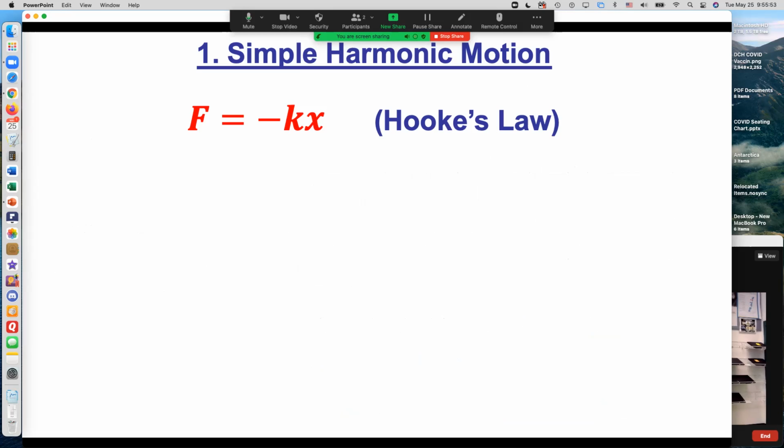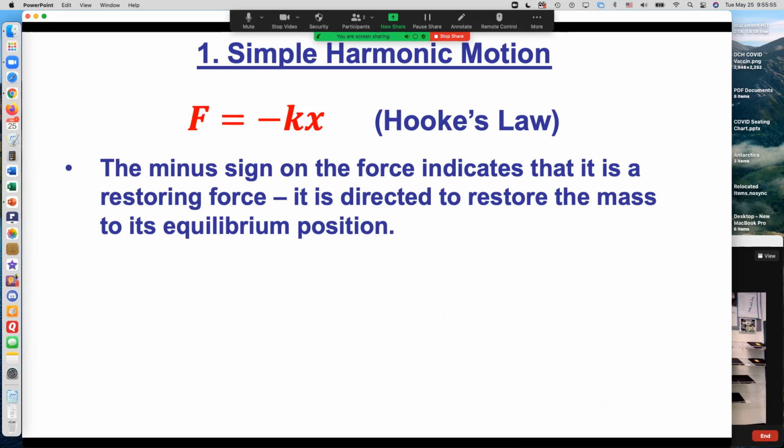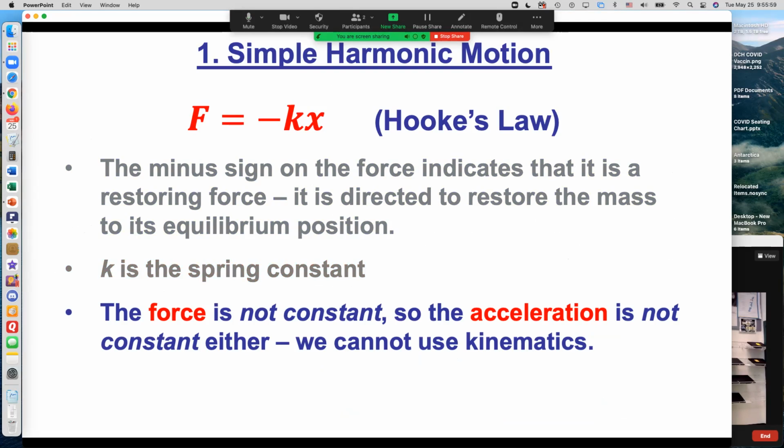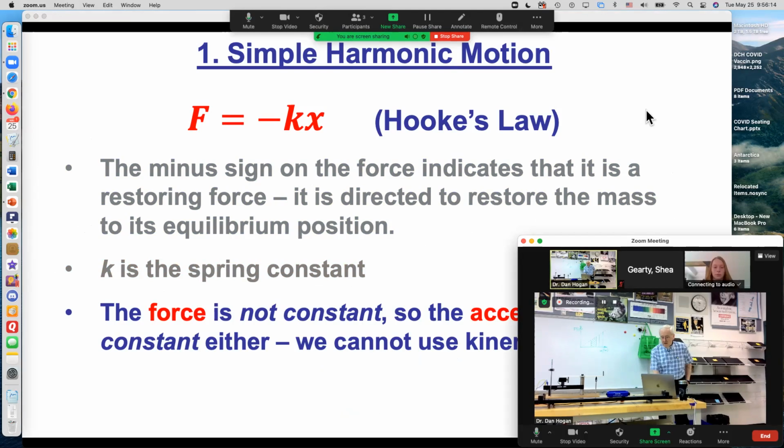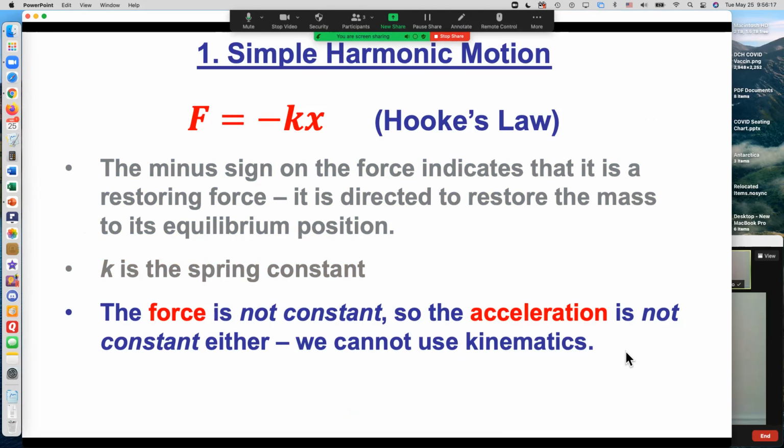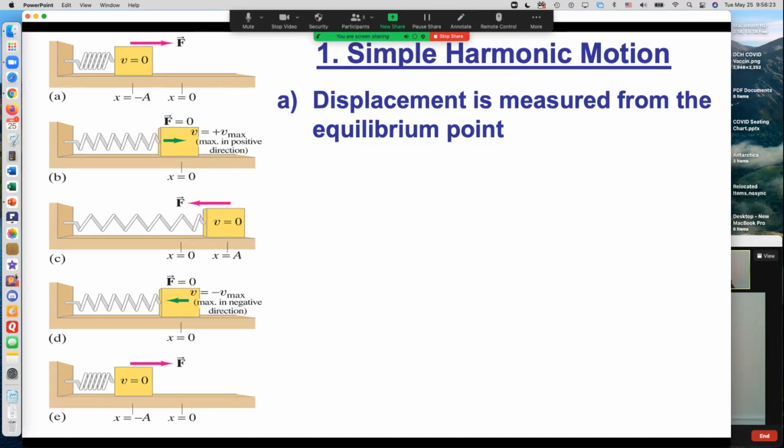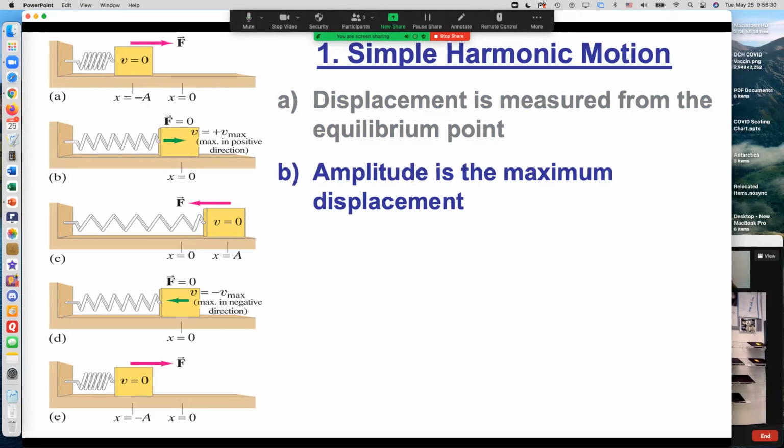So if we start off with Hooke's law, we know that the force is not constant. So the acceleration is not constant either, which means we cannot use kinematics. So let's have a look. Displacement is measured from the equilibrium point, x equals 0. Amplitude is the maximum displacement.